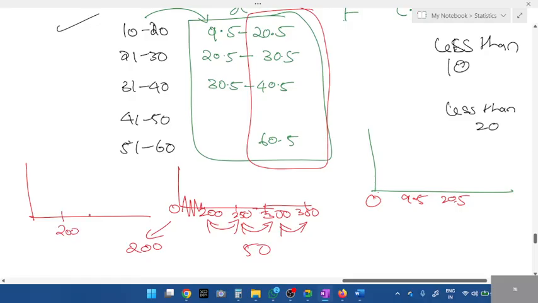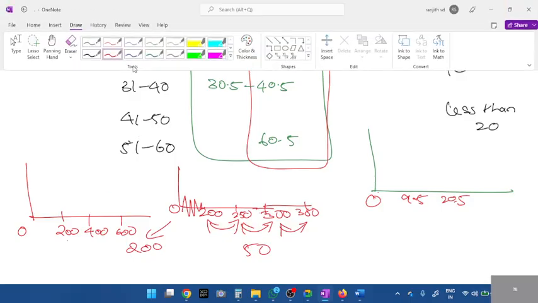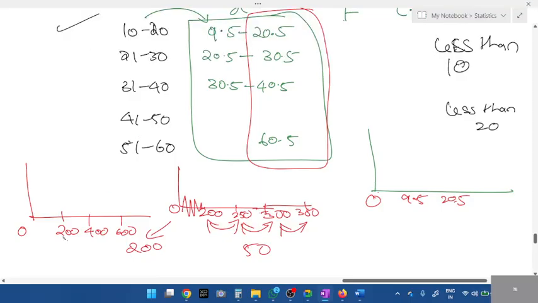Suppose 200, 400, 600 is given. Now, what is the difference between 200 and 400? What's the difference, students? 200. What is the difference between 400 and 600? 200. What is the difference between 0 and 200? Even that is also 200, right? So it is equal. If it is equal, don't draw a zigzag line. If not, draw it. If there is a huge gap, draw this zigzag line.